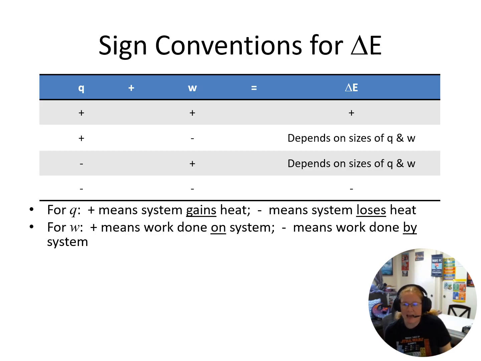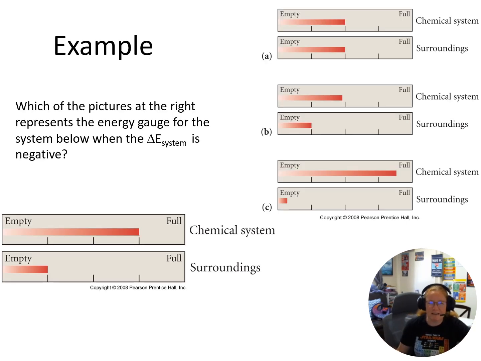Now, when we look at heat and work, if both heat and work are positive, our delta E will be positive. If both heat and work are negative, our delta E will be negative. But if they're opposite signs, it's just going to depend on how big either of them are when you put them together. So for Q, a positive sign means the system is gaining heat, negative means it's losing heat, and for W, positive means work is being done on the system, negative means the work is being done by the system because it's giving off. All right, so take a look here.